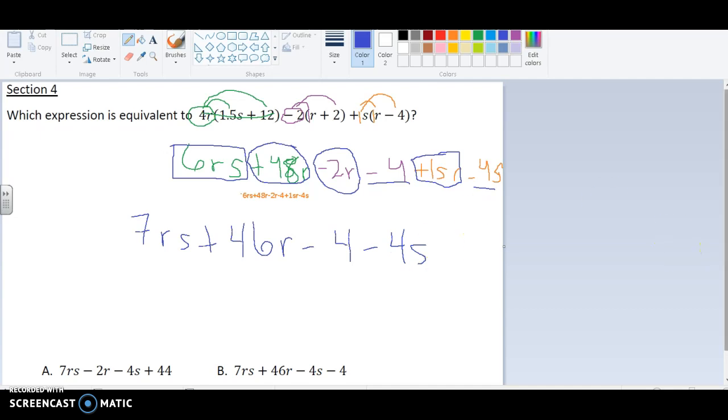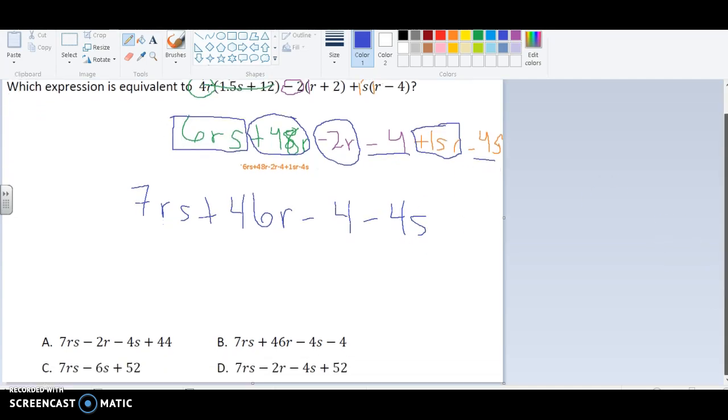All right, and when we look at our answer choices, let's see, A has the 7RS, but it has the R's wrong, so A's out. B has the 7RS, it has the 46R, has minus 4S and minus 4, so that looks like it's correct. Yeah, the other two are not correct, so looks like our answer is B, as in broccoli.